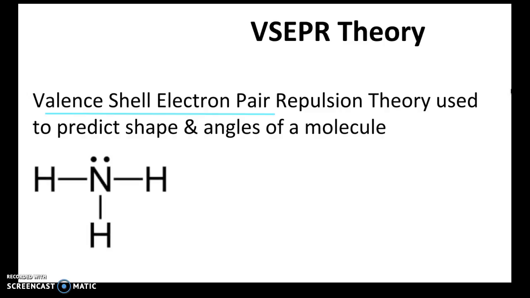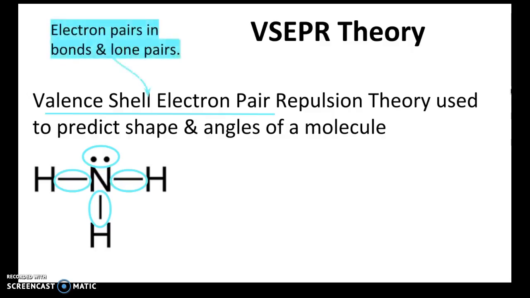You may remember when drawing the Lewis dot structures that the bonds and the lone pairs actually come from the valence electrons, or the outer shell electrons, from the atoms. So both the bonds and lone pairs are all from valence electrons. And so when we say valence shell electron pair, that's exactly what we're talking about. We're talking about the electron pairs in both the bonds and lone pairs.